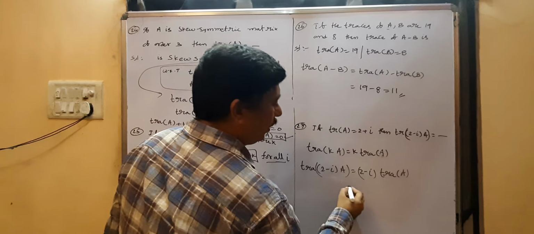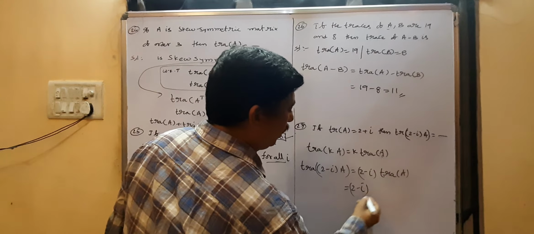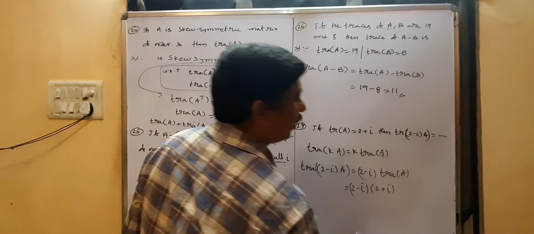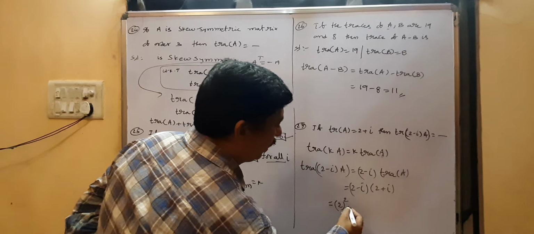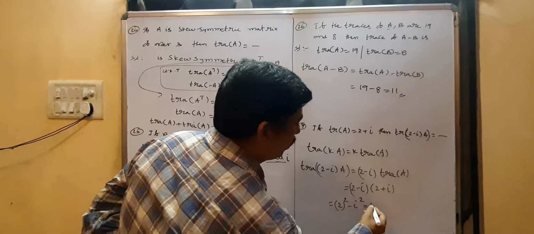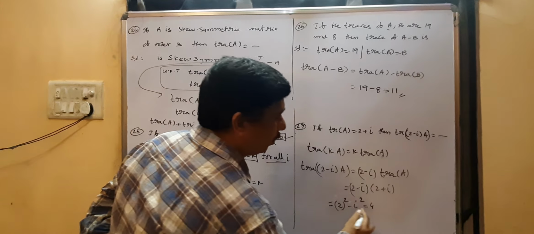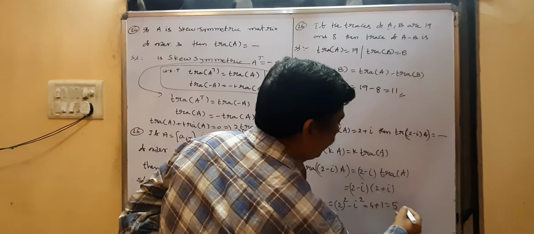What is trace of A? It is given as 2 plus i. So (2 minus i) times (2 plus i). (a plus b)(a minus b) is a square minus b square, so 2 square minus i square. 2 square is 4, and i square value is minus 1. Minus into minus is plus, so 1. 4 plus 1 is 5.